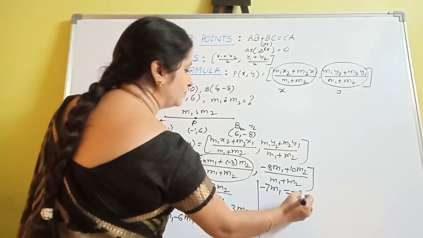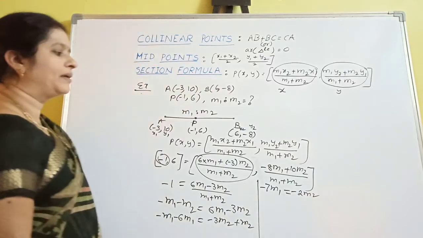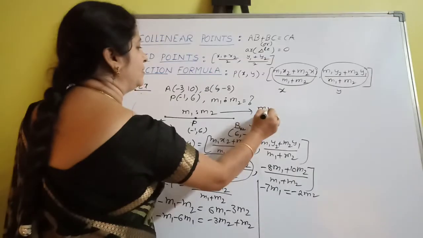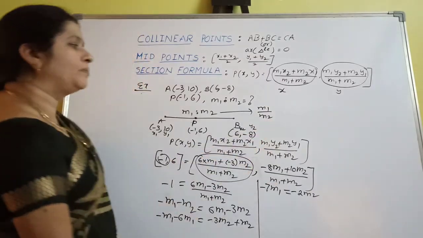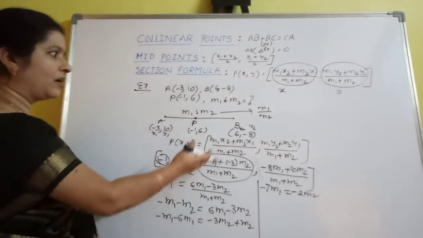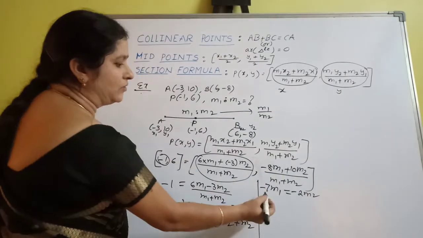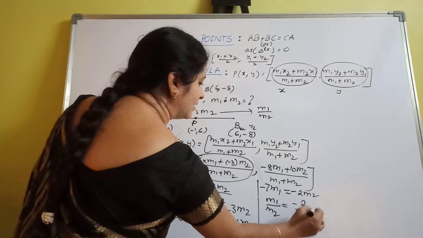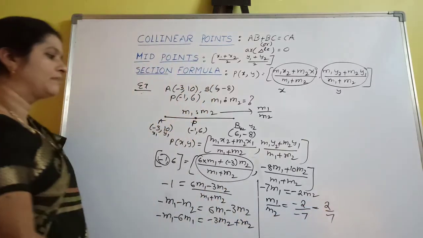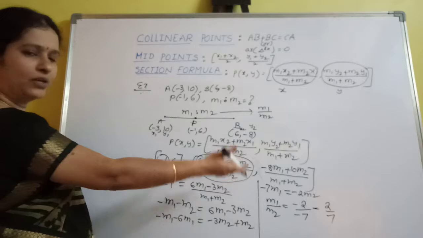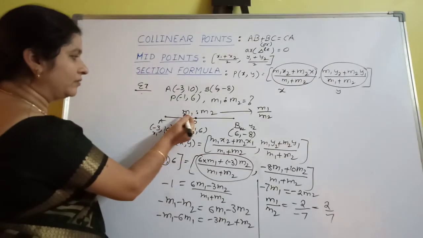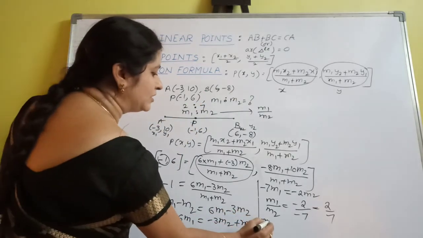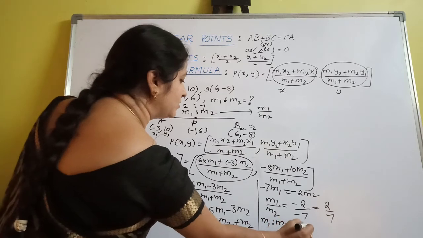So minus 2m2. So ratio is nothing but a fraction. So m1 is to m2 means m1 by m2. So a is to b means a by b simply. So here we observe, we got the m1 by m2 value here. So m1 by m2 equal to minus 2 by minus 7. So it is 2 by 7, minus minus gets cancelled. So m1 by m2 equal to 2 by 7. So here we have got m1 by m2, 2 by 7 means 2:7 ratio. So m1 is to m2 equal to 2:7.